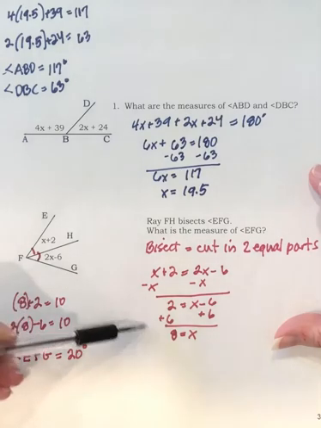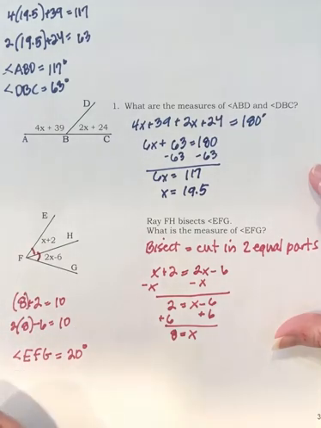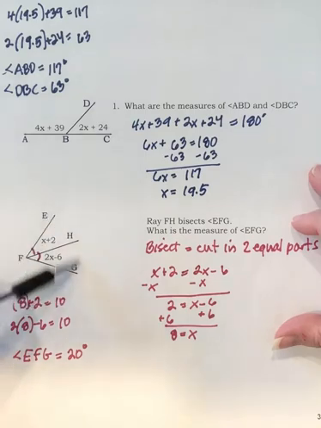When I work through that, I get 8 to be x. When I substitute that in, 8 plus 2 is 10. 2 times 8 is 16 minus 6 is also 10. And then remember, they just wanted the whole thing, EFG. So obviously this whole angle then is 20.